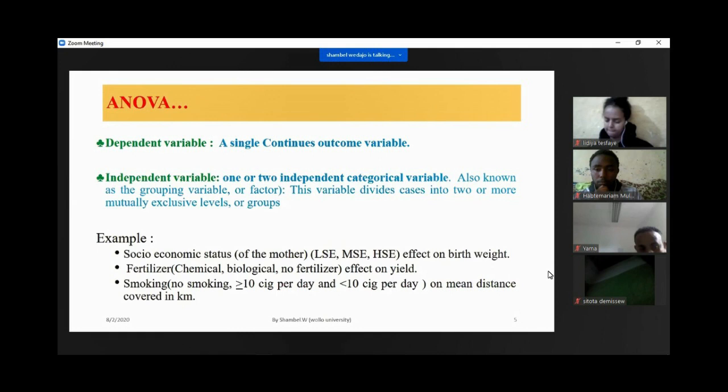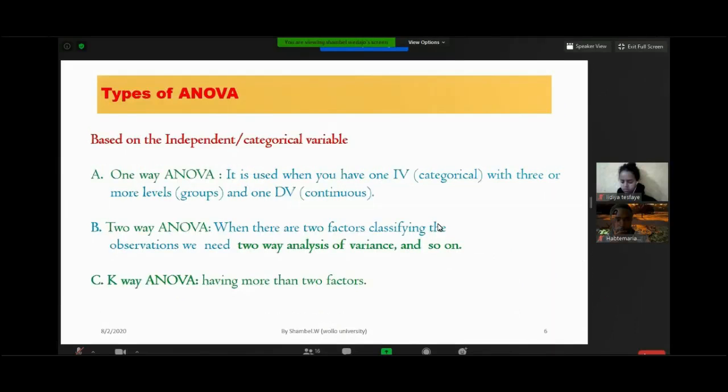So ANOVA, based on the independent or categorical variables, the treatment group or the factor, we may have one-way ANOVA, two-way ANOVA, or K-way ANOVA. When you say one-way ANOVA, you have only one factor, only one categorical variable which divides your outcome variable into more than two categories.